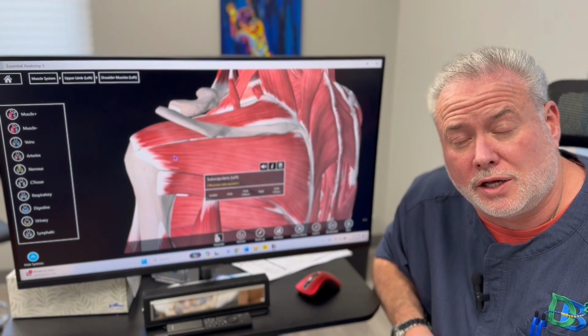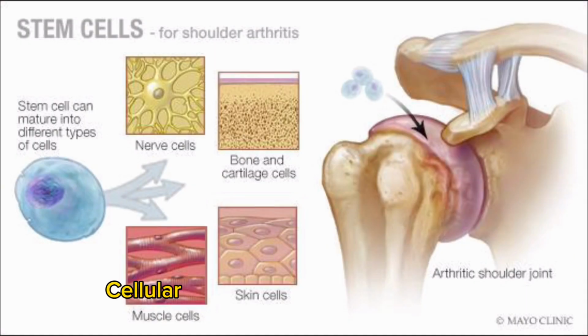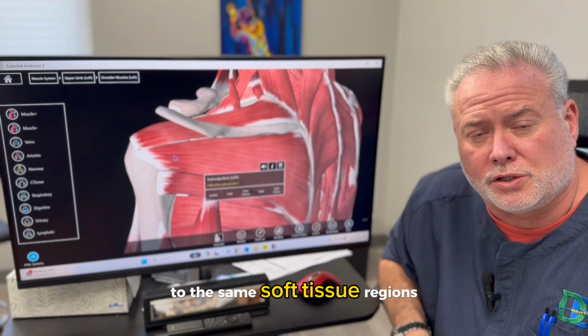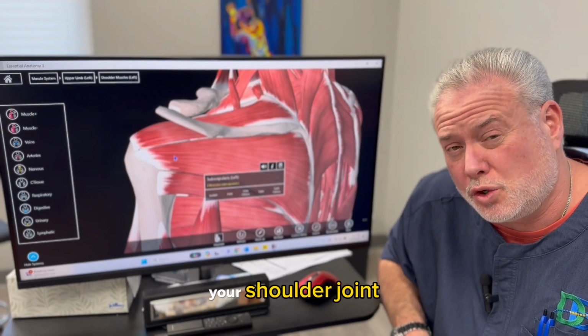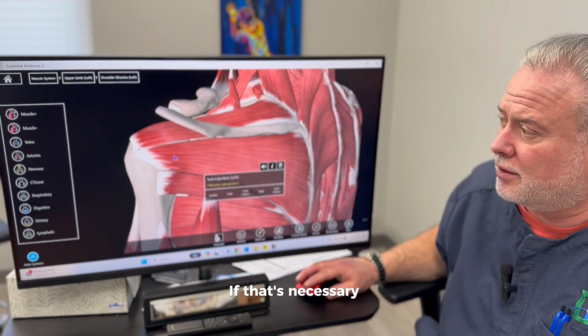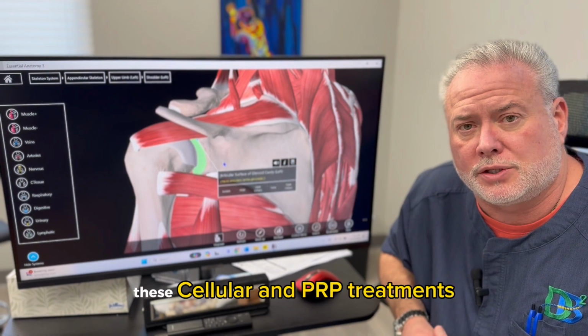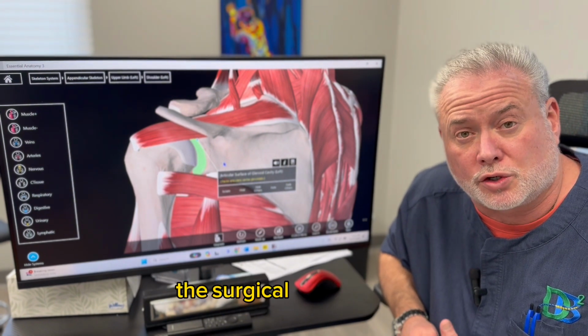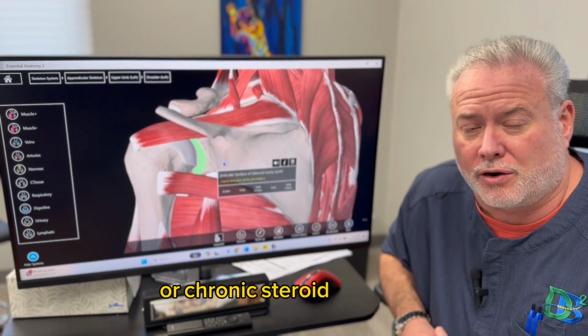In addition, if it's necessary, cellular therapy can also be employed to these same soft tissue regions and as well your shoulder joint, if that's necessary. These cellular and PRP treatments have been proven to be extremely effective alternatives to surgical intervention or chronic steroid injections.